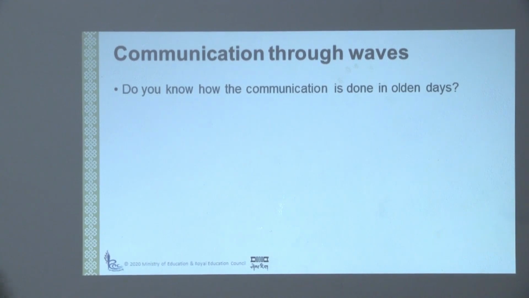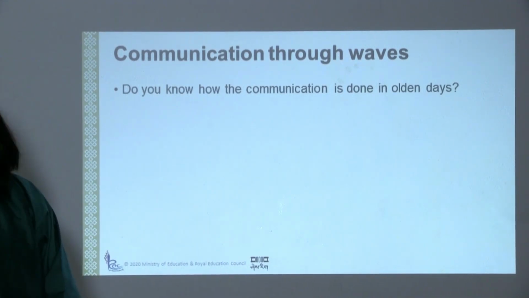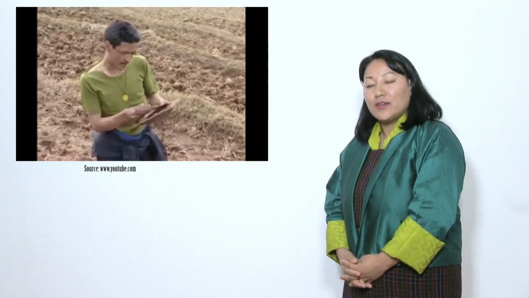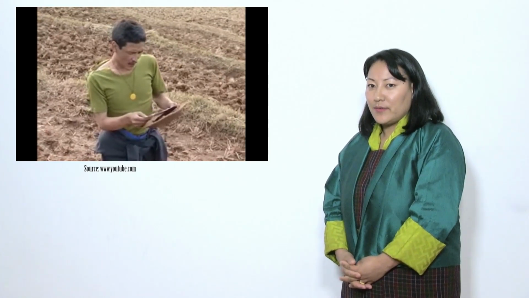Now, do you know how communication was done in olden days? This is a Goodness movie. In this movie, the father gets very excited to receive a letter from his son. Along with the letter, he also receives a photo of his son, and he gets very excited. This is how communication in olden days was done. There used to be a messenger who collects messages and letters from one place, and it takes around 2 to 3 days, and sometimes a week, to reach the message to another part of the country.